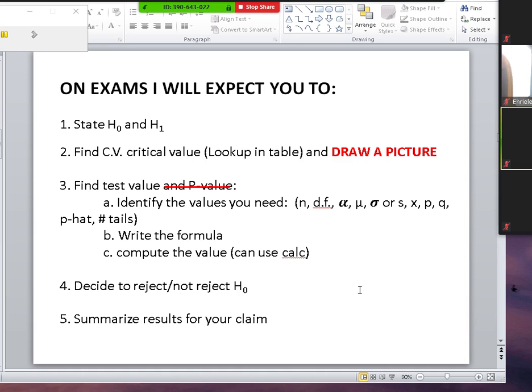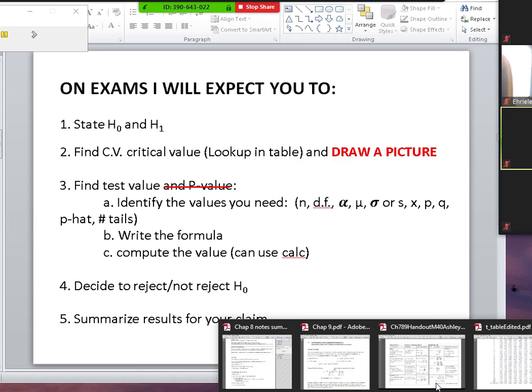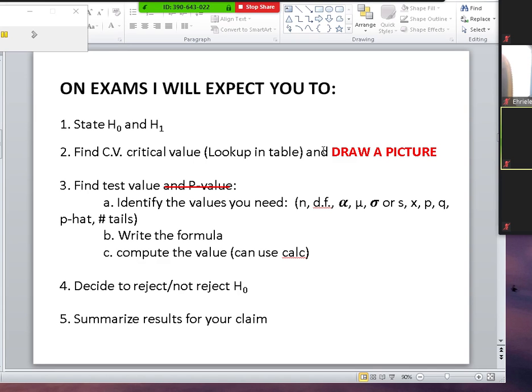So again, the very bottom of the second page of that Chapter 8 summary gives you what I'll expect on the exams. For number 2, add in draw a picture, because you have to do that. And then for Step 3, cross out find the p-value. I do not expect you to do that. You don't have to do that.